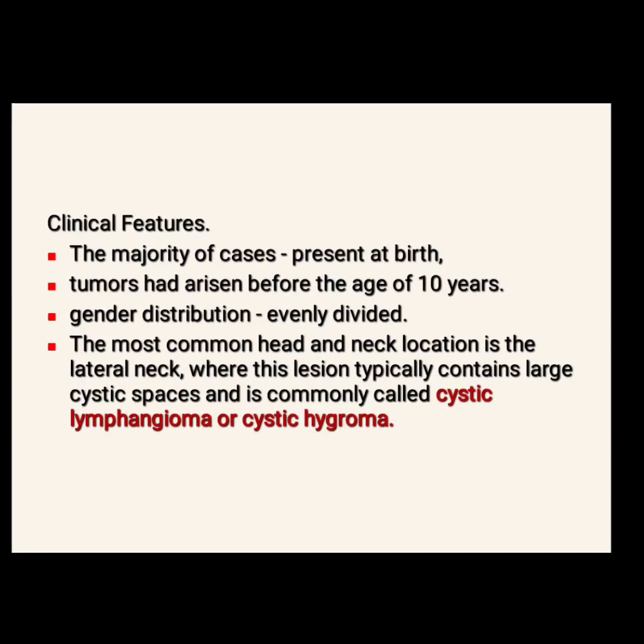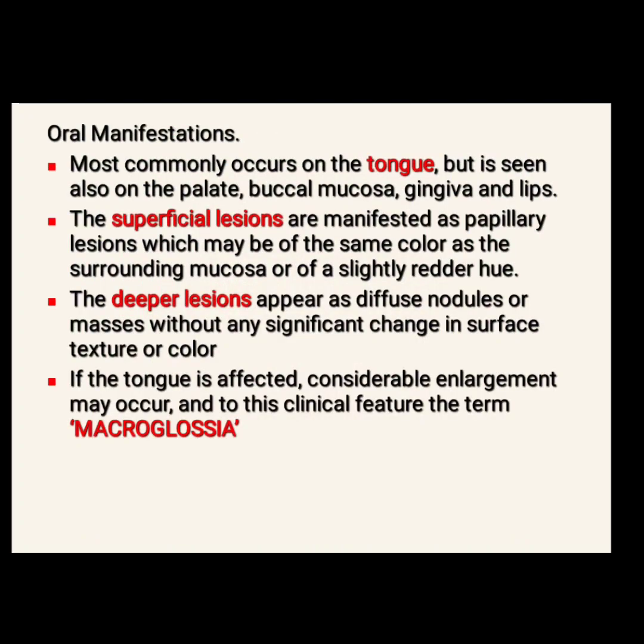The most common site of occurrence of lymphangioma in the head and neck area is the lateral neck. When the lymphangioma occurs on the lateral neck, it is known as cystic hygroma. So in the picture we can see a lymphangioma which has occurred on the lateral part of the neck. We can see a swelling-like thing. This lymphangioma occurring in the lateral neck is known as cystic hygroma.